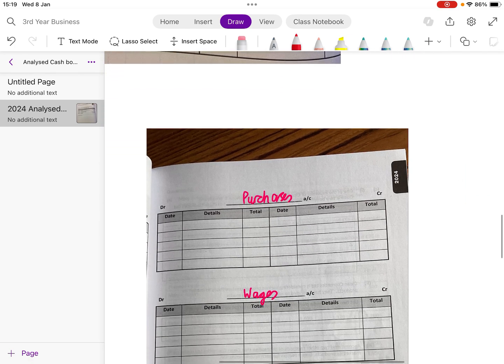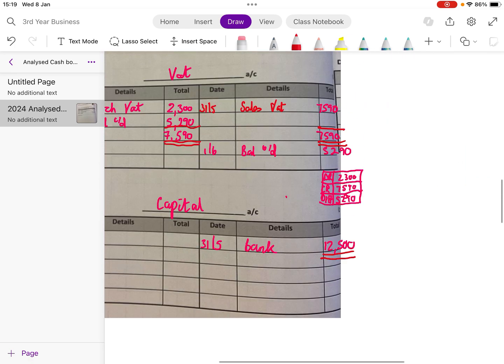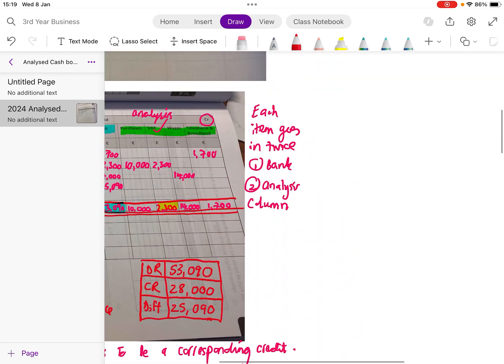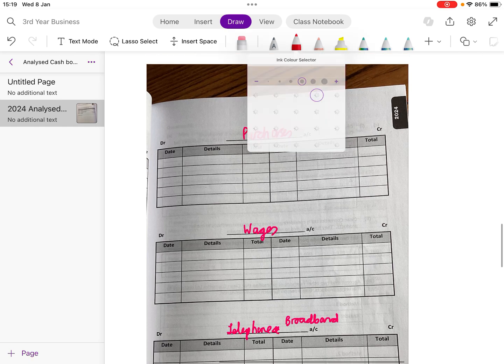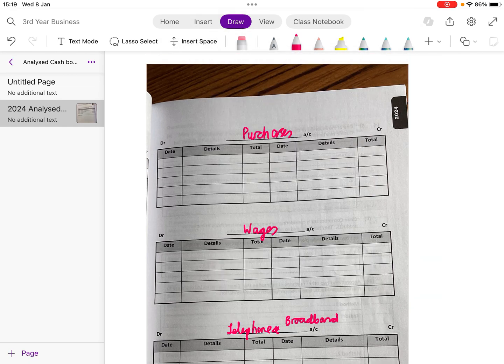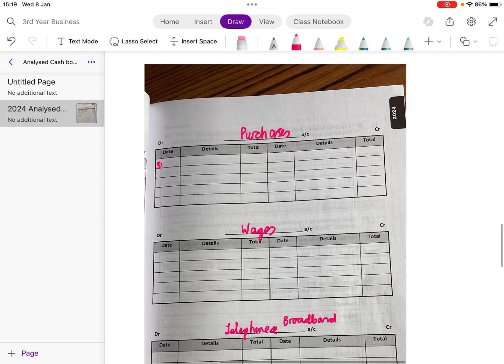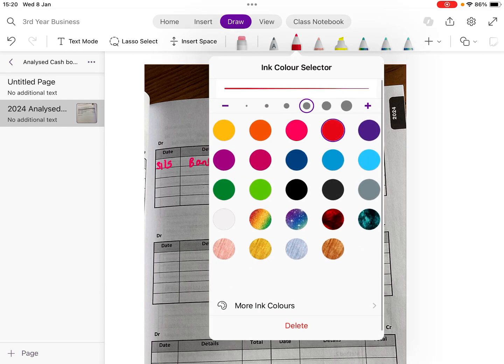The next thing was my purchases. I have €10,000, girls. If I come back up, you'll see it. €10,000 there. It's on the credit side. So if we were in class, I'd be asking you where it goes, but if it's on the credit side of my Analysed Cash Book, of course it goes on the debit side of my general ledger. So I have €10,000 here, and I'm going to close it off with my double red line.